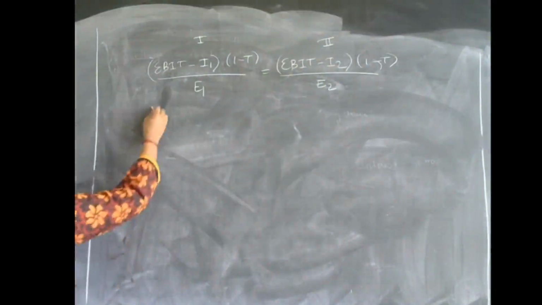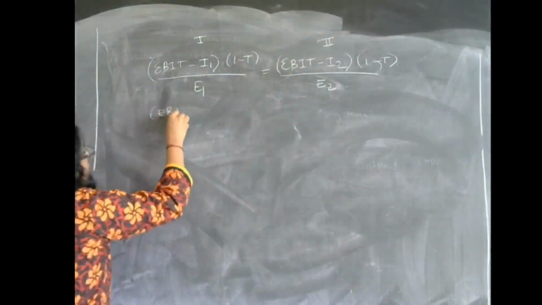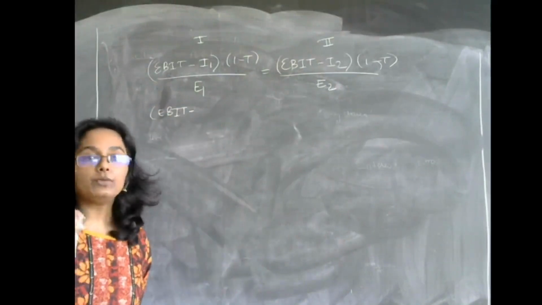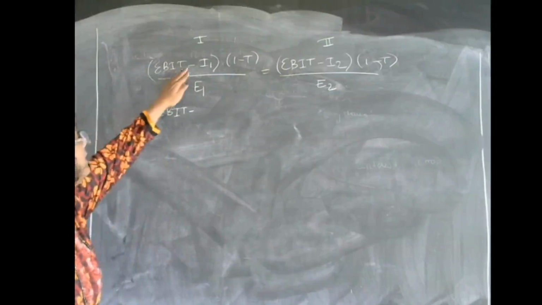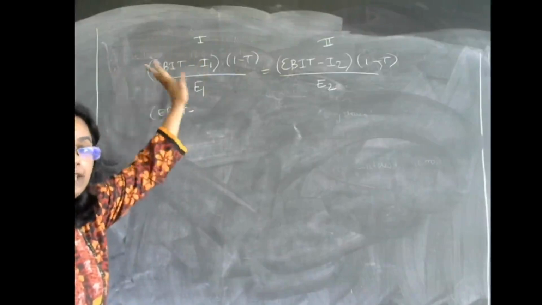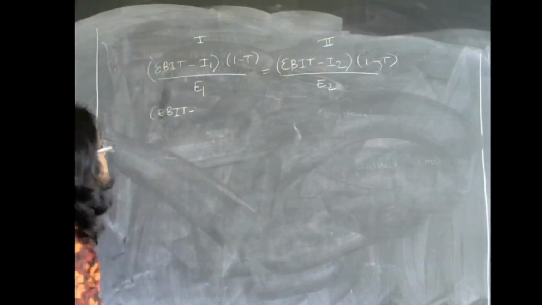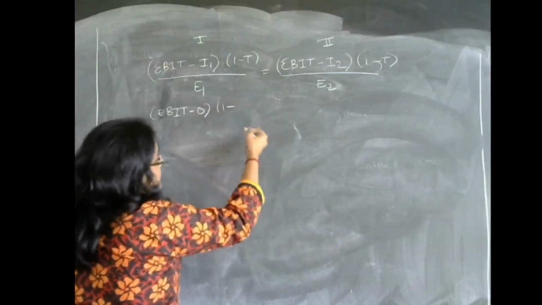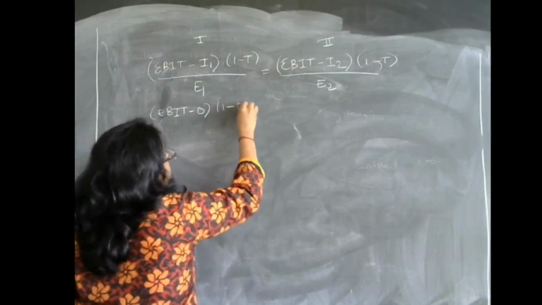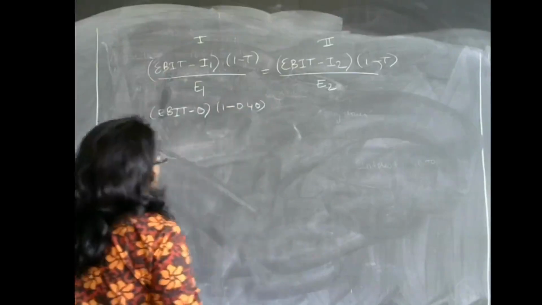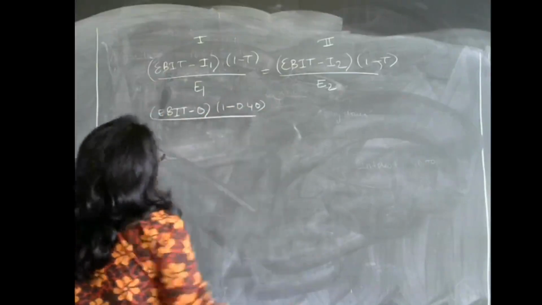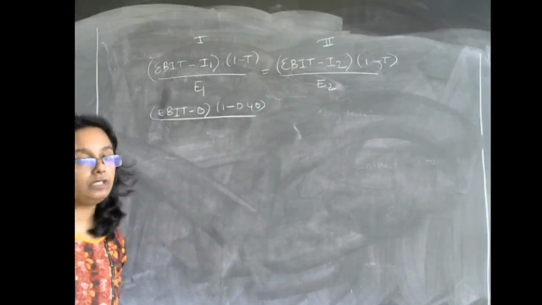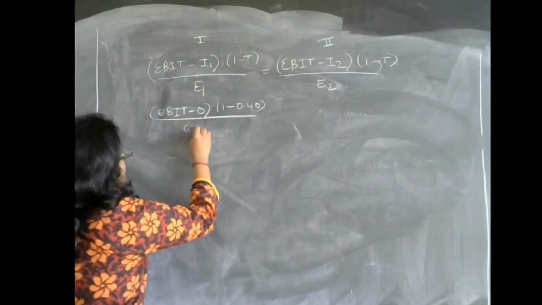Okay, so EBIT minus interest will be 0 over here. Why it will be 0? Because in plan 1 the share capital is raised by 100% equity. So this is going to be 0. 1 minus tax rate was given as 40%, so 0.40. Divided by equity shares. The number of equity shares we calculated, it was 6 lakhs.